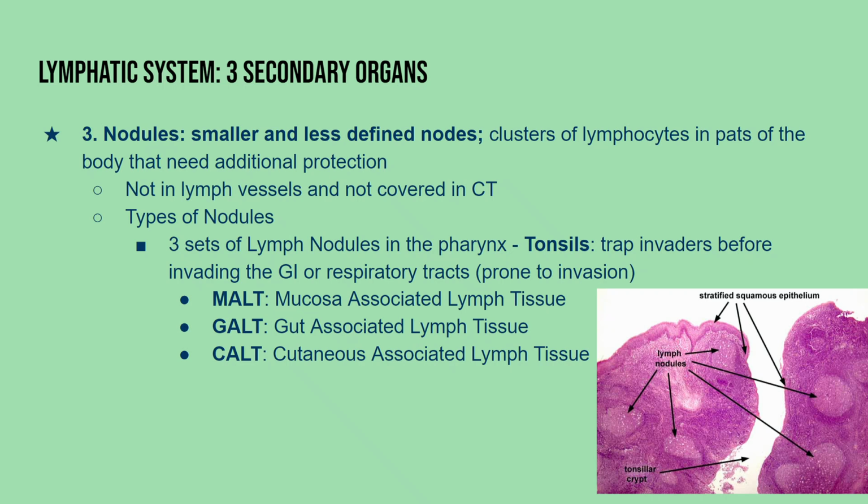Nodules are similar, but they're smaller and less defined. So they're not encased by connective tissue. And they're in parts of the body that need additional protection. So, for example, the tonsils trap invaders before leaving the GI or respiratory tracts. So they're prone to invasion, so you have a bunch of nodules in the tonsils. And then there are 3 sets in the tonsils, MALT, GALT, and CALT.